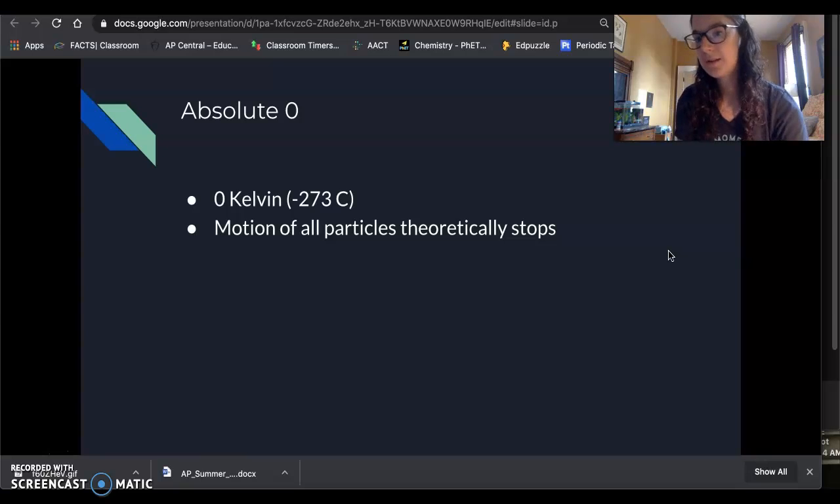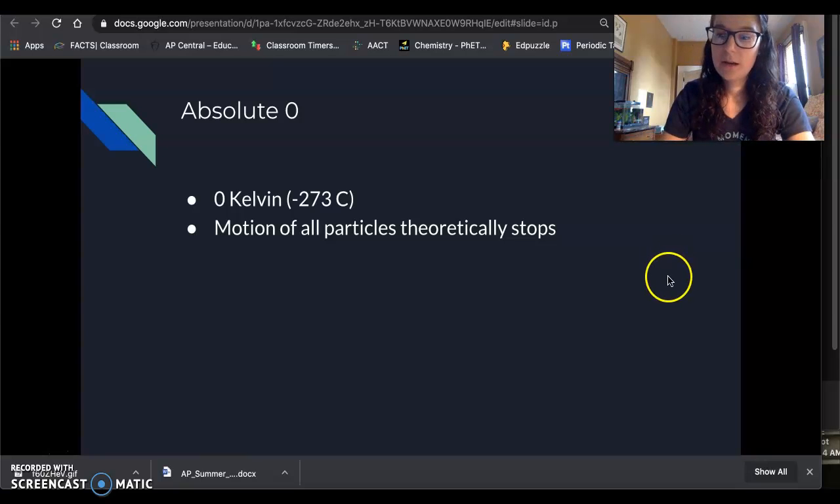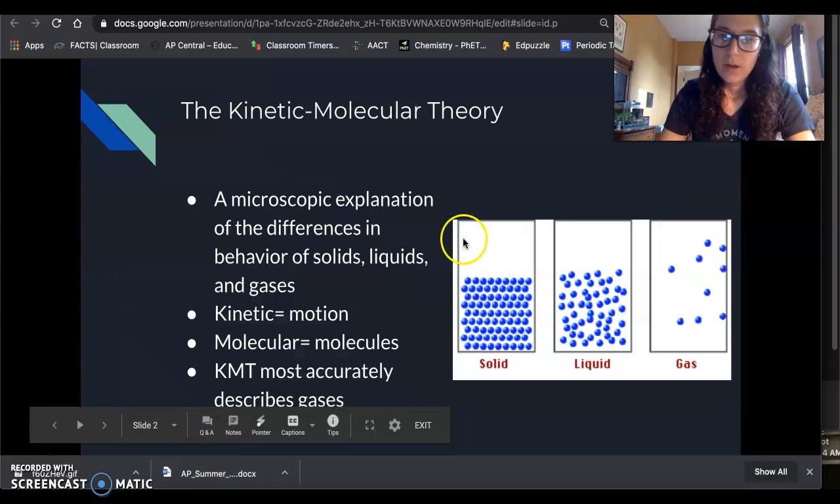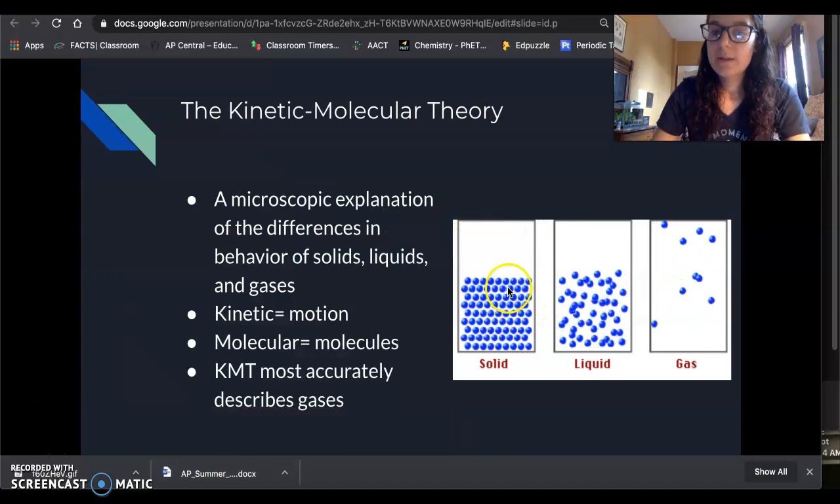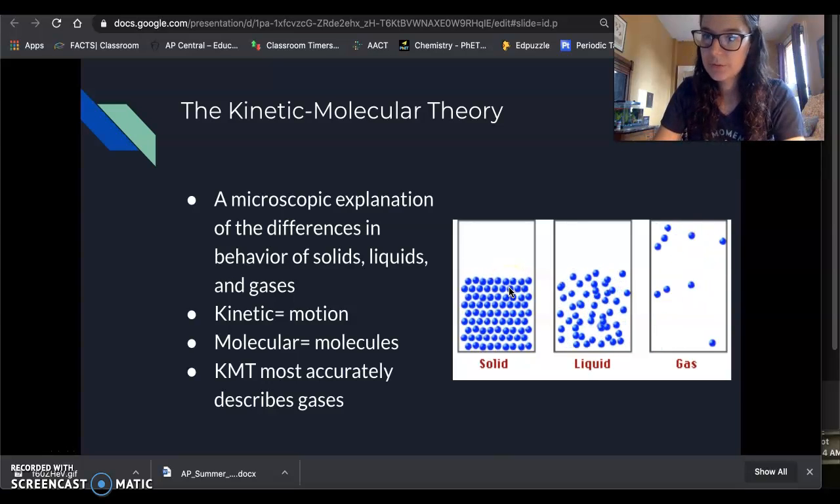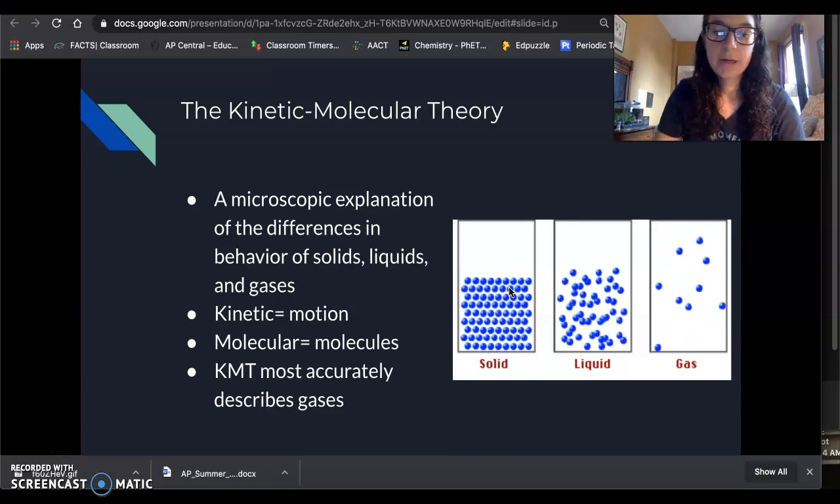So even with solids, way in the beginning, I have a little GIF that describes the motion of particles. So even in solids, particles do have motion. At absolute zero, no particles would be moving. It's like a still picture.